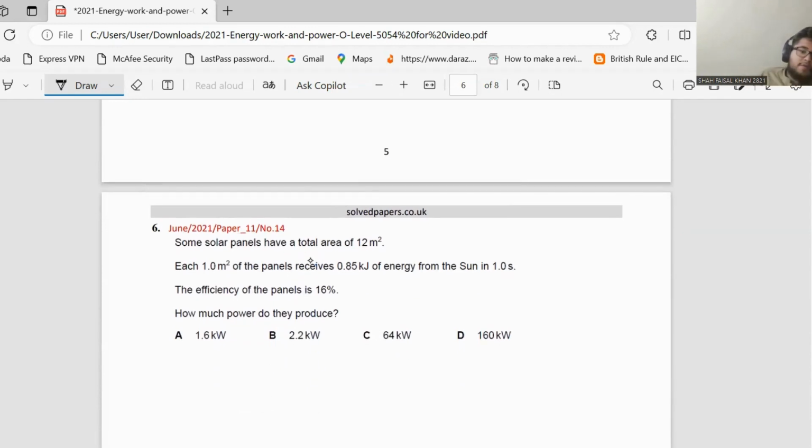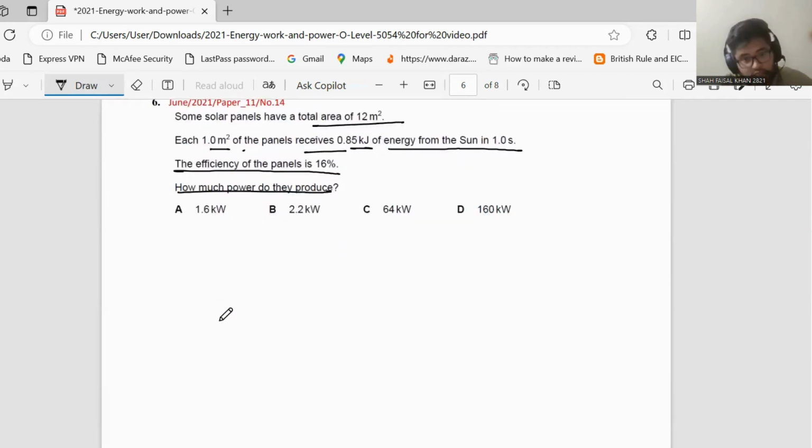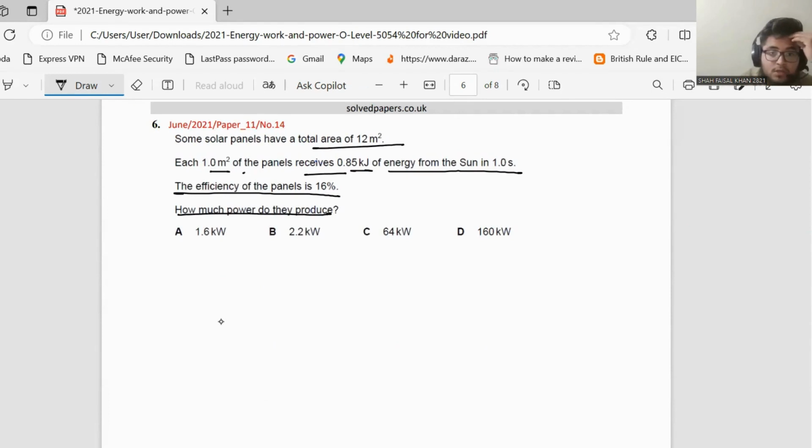Okay, so some solar panels have a total area of 12 meter square. Each 1 meter square of the panel receives 0.85 kJ of energy from the sun in 1 second. The efficiency of the panels is 16%. How much power do they produce? So in this, what do you have to do? First, find the total energy received by the solar panels of the total area of 12 meter square. Let me do it in the other way, in the cross multiplication.